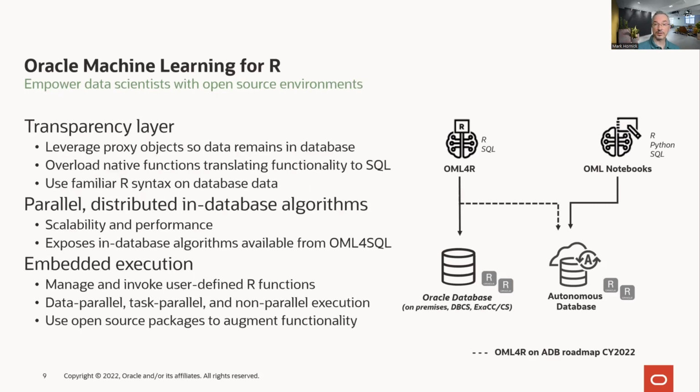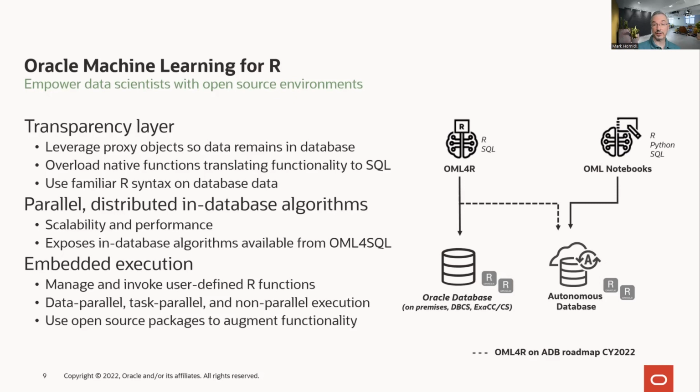The functionality across OML's R interface is characterized by three functional areas. Using proxy objects, the transparency layer allows users to operate on database data using familiar R syntax, overloading select functions that operate on proxy objects. These functions construct SQL for in-database processing, and results are typically returned as proxy objects themselves for scalability. The in-database algorithms provide scalability and performance and are exposed through convenient R interfaces that leverage the R formula object to specify predictors and targets.